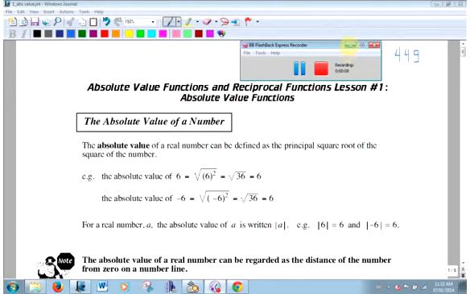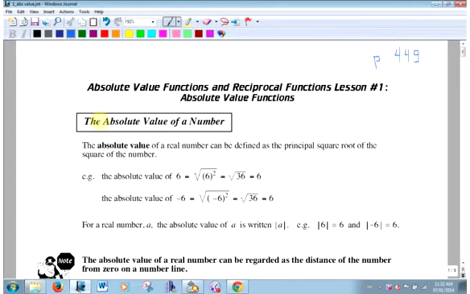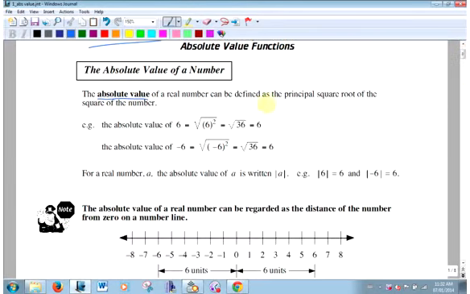And why do we care? Absolute value of a number or an expression or something else. One way to define it is to say it can be defined as the principal square root of the square of a number. Have a look.